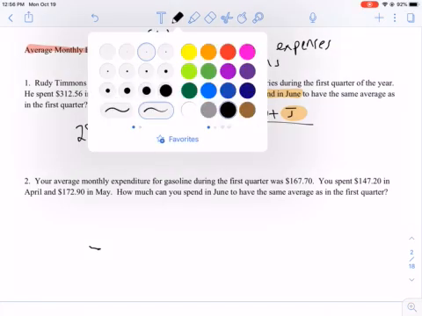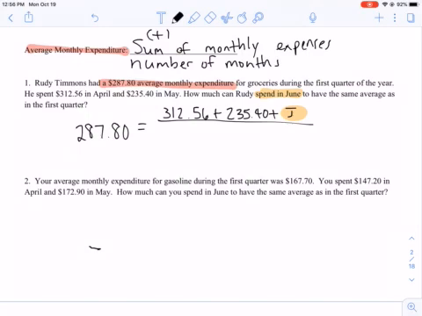Now we need to figure out the number of months we're talking about. Well, April, 1, May, 2, June, 3. And now we do some algebra to work our way backwards to figure out how much June is. So I multiply both sides by 3. I typed that into my calculator and I got 863.40.